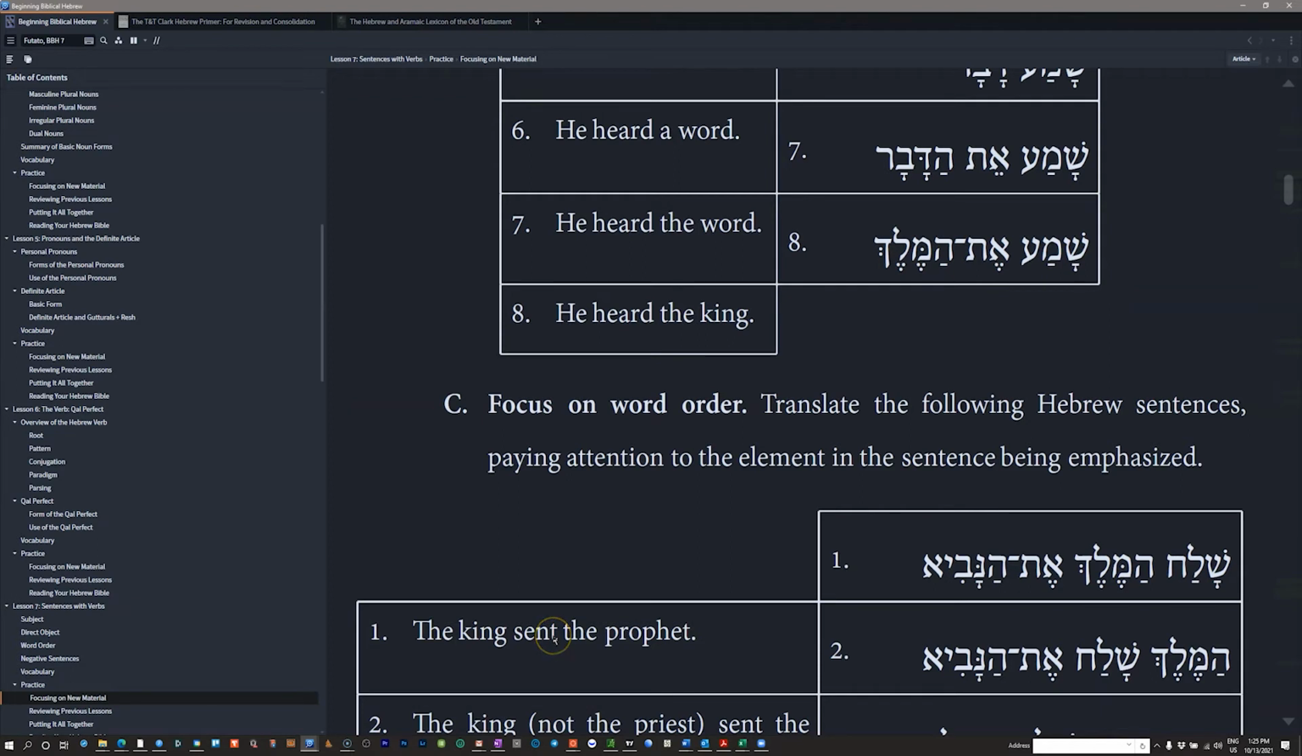All right, English, what do you want after the verb? Give me the direct object. We come back to our Hebrew sentence. Which one was our direct object? Et ha-navi. All right, how did we translate this? The prophet. So we bring the prophet over. The king sent the prophet. Put a period in, you're done. That's how you translate a sentence in Hebrew, okay?